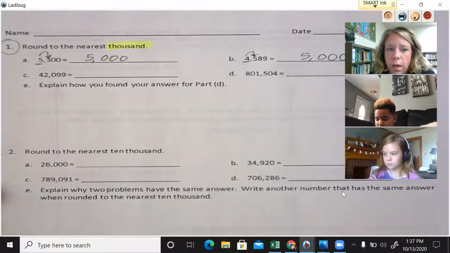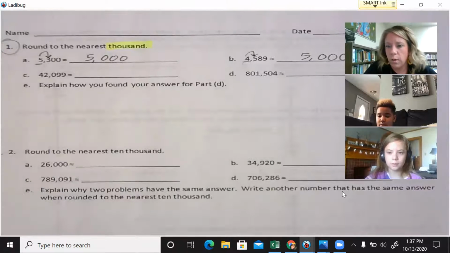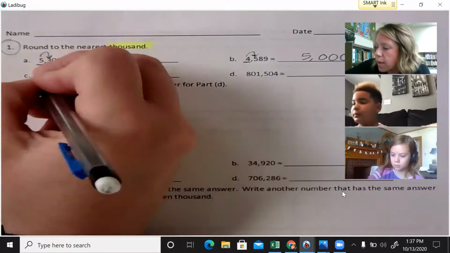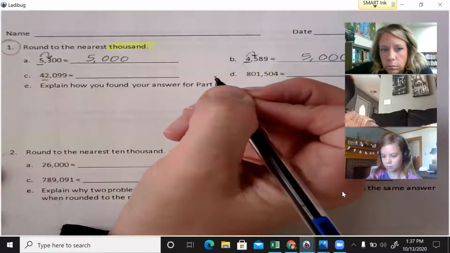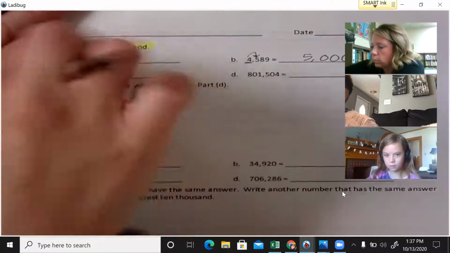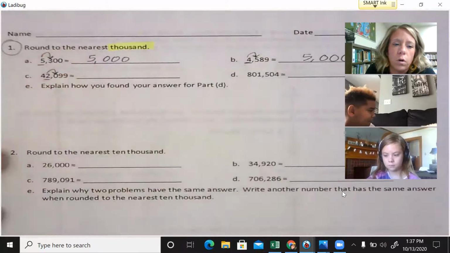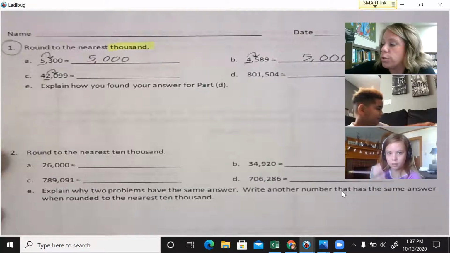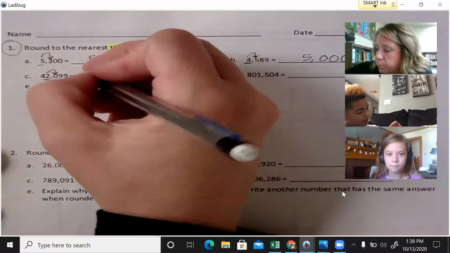All right. Okay, Nina, which digit is in my thousands place? 2. I'm going to underline the 2. I look next door. What am I going to draw the arrow to? The hundreds place. I'm going to draw it to the 0. Is that 5 or more or 4 or less? 4 or less. It's 0. That means I'm going to rest. So this number before my underline stays the same.